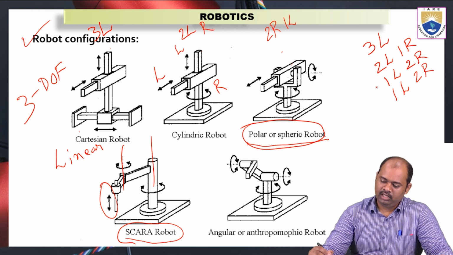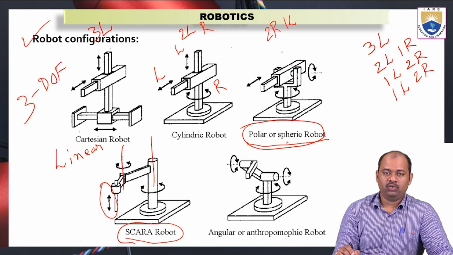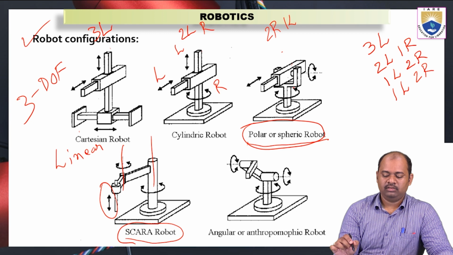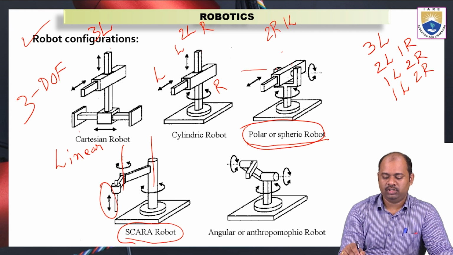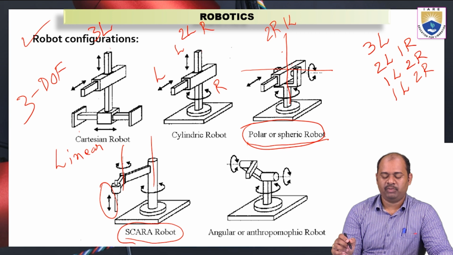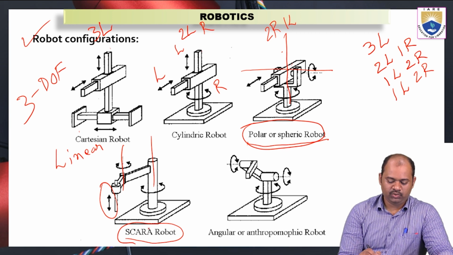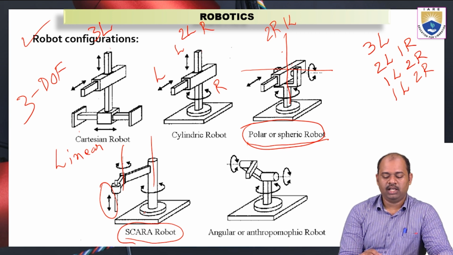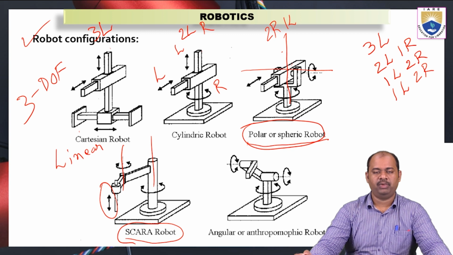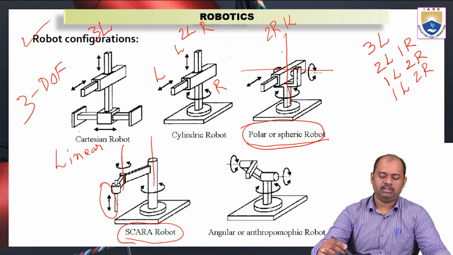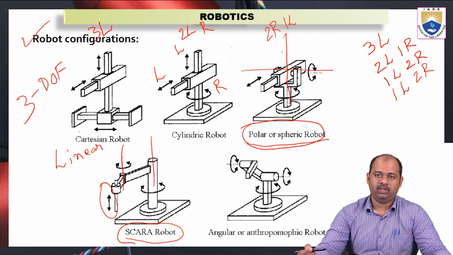Okay, here in polar or spheric robot, the two rotational axes are perpendicular to each other. So this is one axis and this is another axis. So the two rotational axes are perpendicular to each other. Coming to SCARA robot, the two rotational axes are parallel to each other. When the two axes are parallel to each other, that is called as SCARA robot. When they are perpendicular to each other, that can be called as a polar or spheric robot.